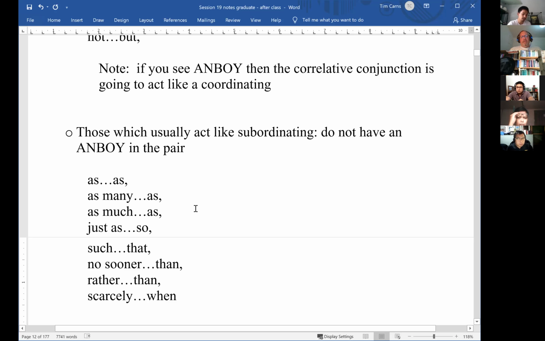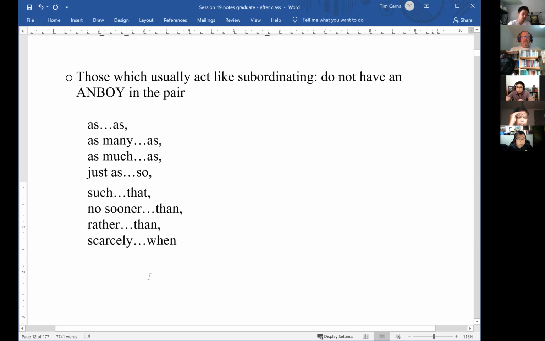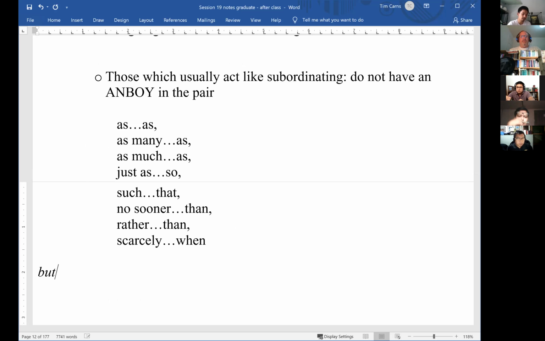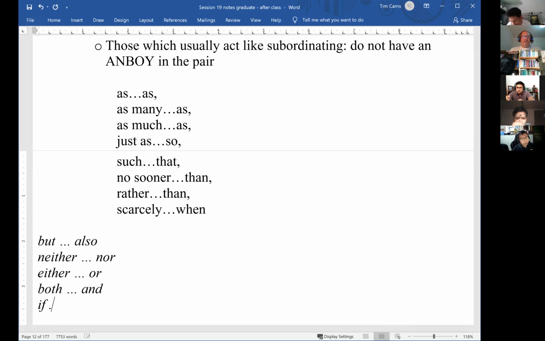Now, typically, the most common that you're going to find in Scripture is going to be not only, but also, or neither, nor, either, or, both, and. Those are the ones, if, then you might see. Those are the more typical ones that you'll see, all right? And most of the time, they're coordinating, just FYI. All right. Okay, so that's the correlative conjunctions.